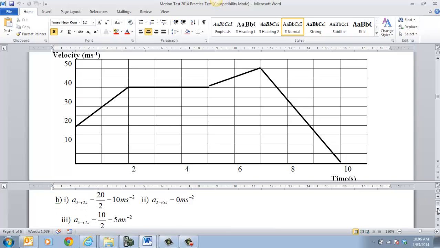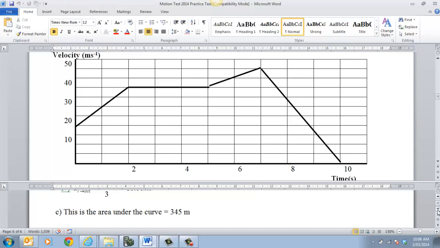Just state it. From 5 to 7, well, it's changing its velocity by 10 metres per second over 2 seconds, so 5 metres per second squared. And then the last section, it's going from 50 down to 0, so it's changing by minus 50. So over 3 seconds, that works out to be negative 16.66 metres per second squared.